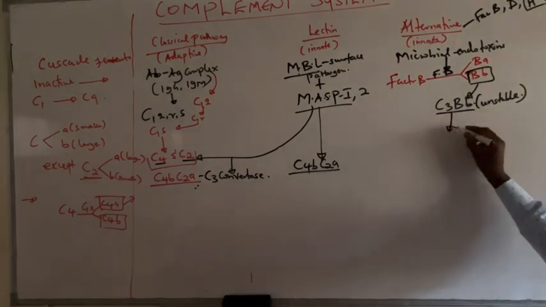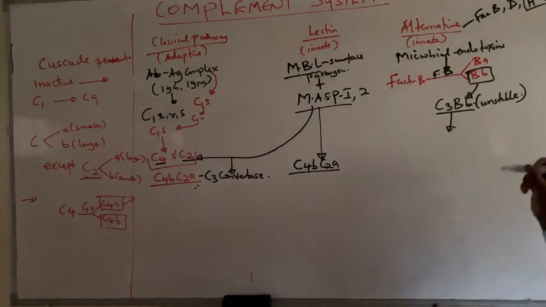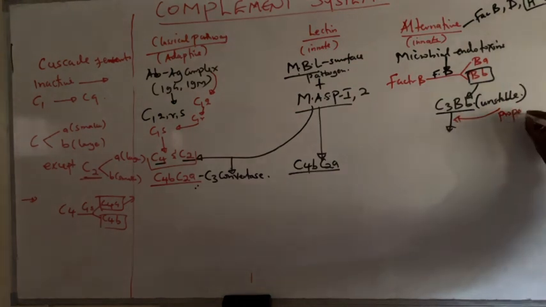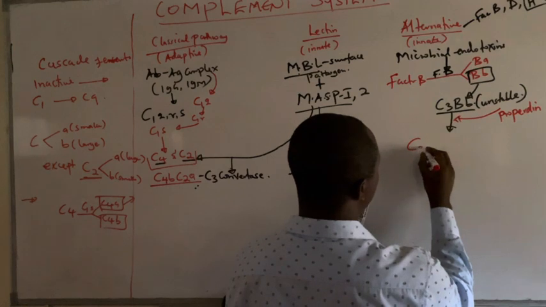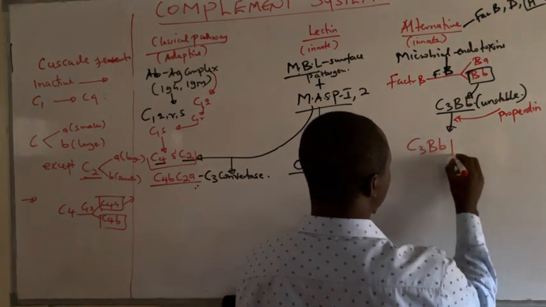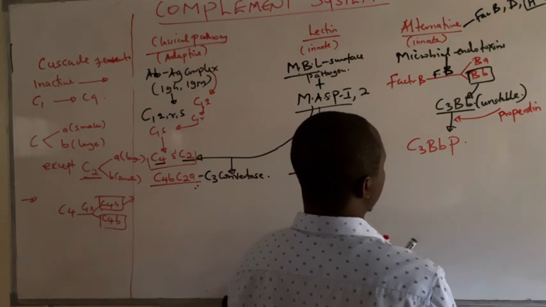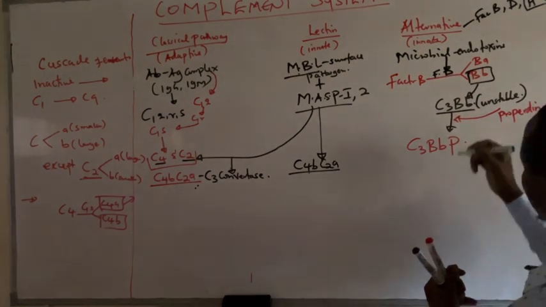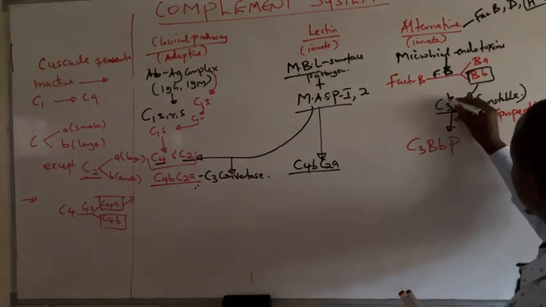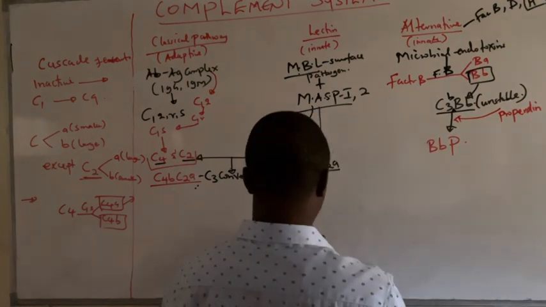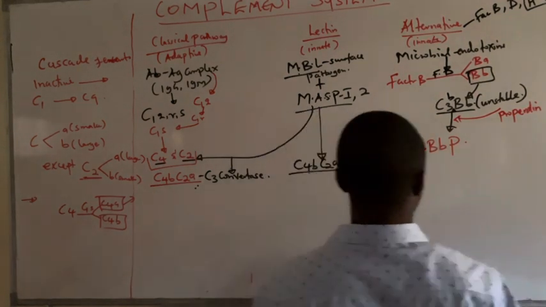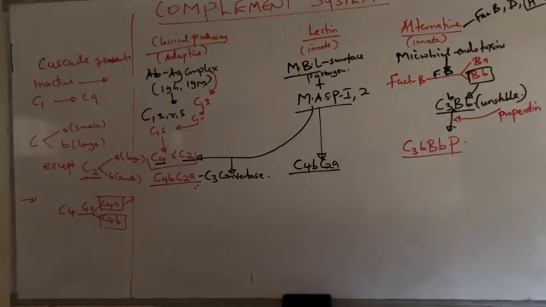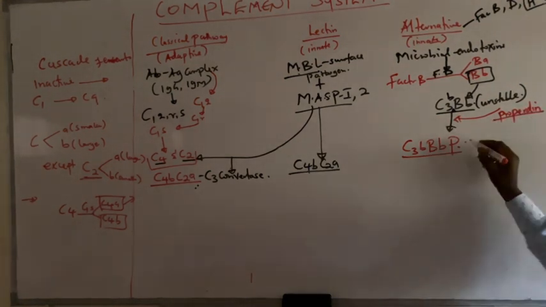And what stabilizes this? We bring in properdin. Properdin comes in and stabilizes complement 3b, Bb, properdin. The C3bBb cleaves more complement 3 to complement 3b. So here there is complement 3b, like that. And this is also our C3 convertase. After being stabilized, it is going to cleave more C3. So properdin stabilizes, and this one becomes stable.